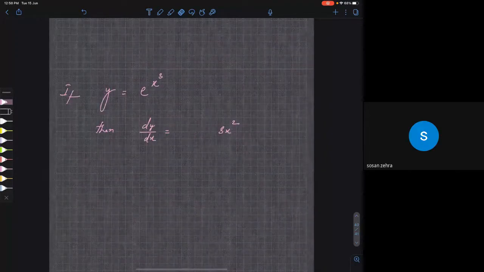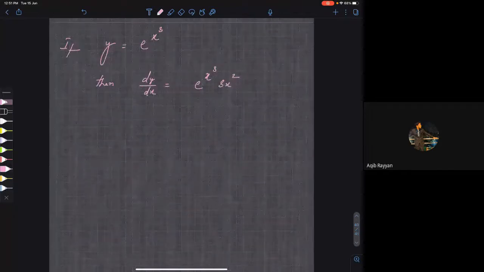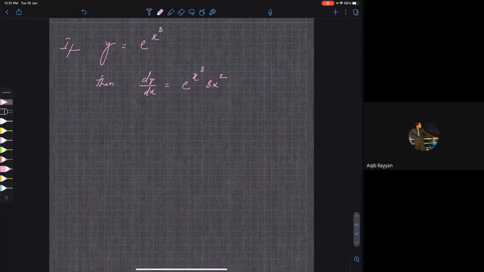देखो जो भी है वो वैसे ही लिख देना, क्योंकि e पावर x का e पावर x ही है, तो e पावर x क्यूब का भी e पावर x क्यूब ही होगा. ठीक है? Now can I simplify this a little bit? If you want, you can leave it like this, or you can write it in a better way. The better way is to bring this 3x square in front, so it will be 3x square into e power x cube. Are you getting my point?